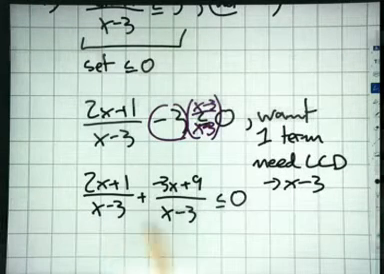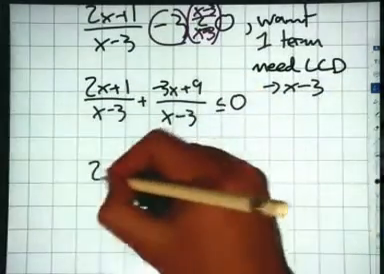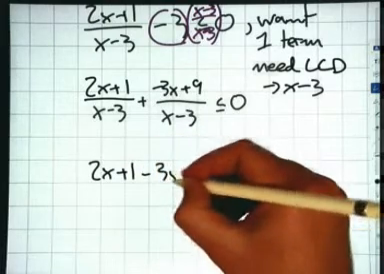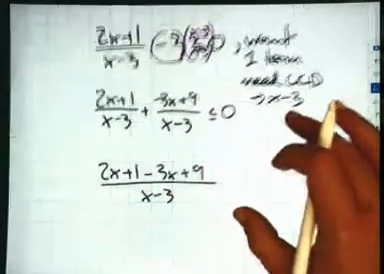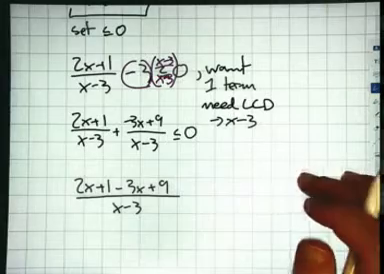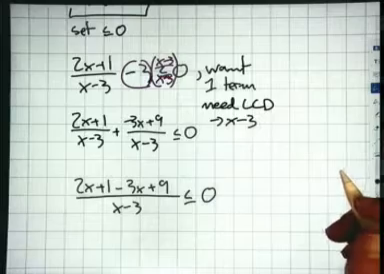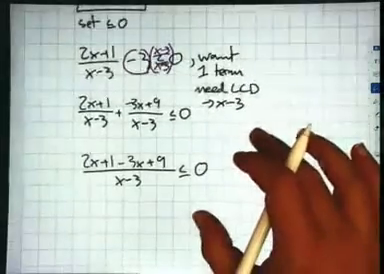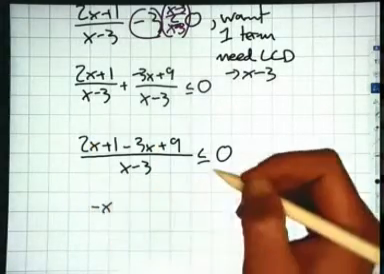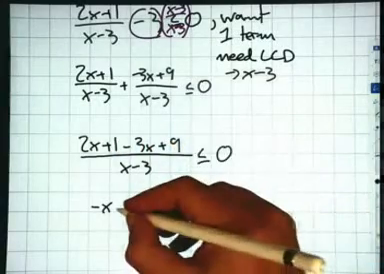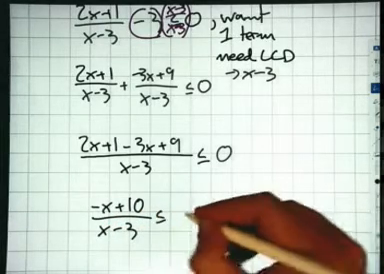So now we can put these two terms together because they have the same denominator. So we have 2x plus 1 minus 3x plus 9 all over x minus 3. It's less than or equal to 0. So now we can put our like terms together. So 2x minus 3x, that's going to be a negative x. Plus 1 plus 9, that's going to be a plus 10. Over x minus 3 is less than or equal to 0.